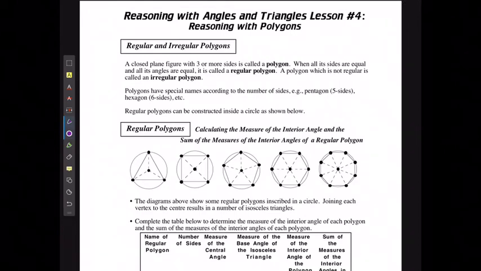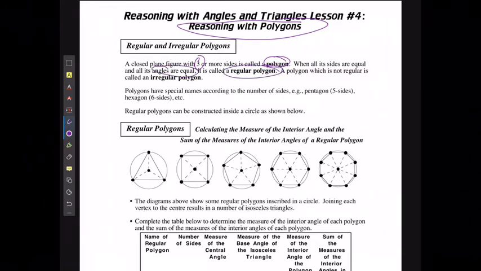Okay, so taking a look at lesson 4, we're going to be reasoning with polygons. When we talk about polygons, any closed plane figure with 3 or more sides is called a polygon. When all its sides are equal and all its angles are equal, we call it a regular polygon.